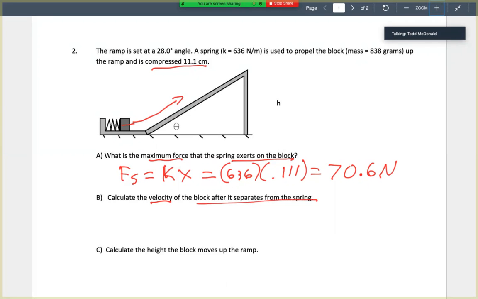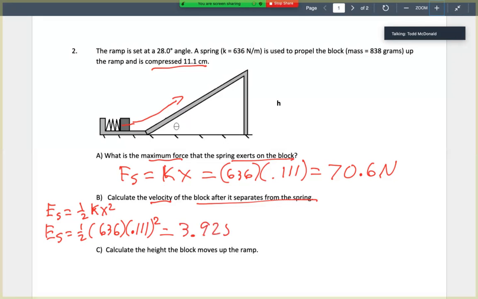The first thing we have to do is figure out how much energy is stored in the spring. And we do energy is equal to 1/2 kx squared. The energy of the spring is equal to 1/2 times 636 times 0.111 squared. So we're going to take that value, 0.111 squared times 636 times 0.5. And we find that there's 3.92 joules of energy stored in that spring right before it lets go.